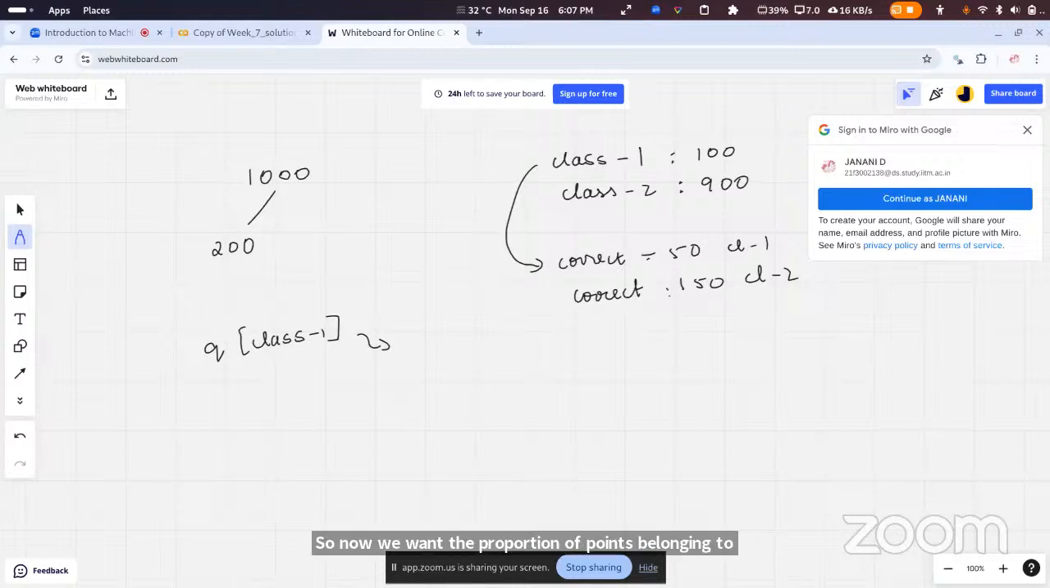Now we want the proportion of points belonging to class 1 which are correctly classified as class 1. So what would that proportion be? The total number of points in class 1 is 100, and the total number of points in class 1 which are correctly classified as class 1 is 50. So what would that proportion be? Any idea?